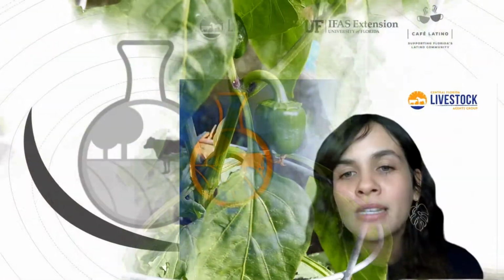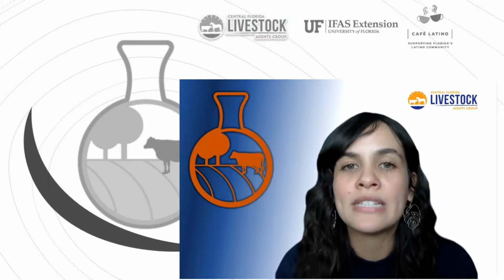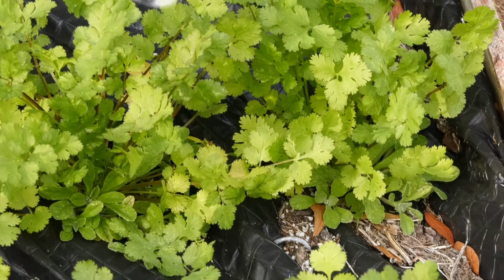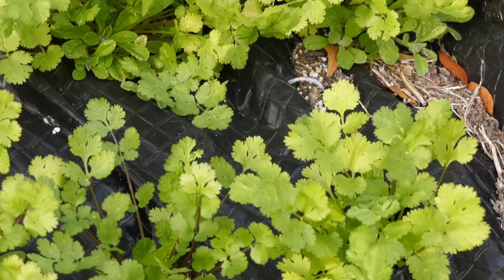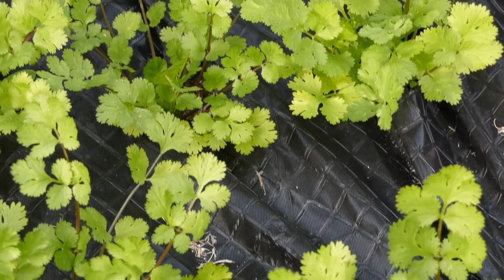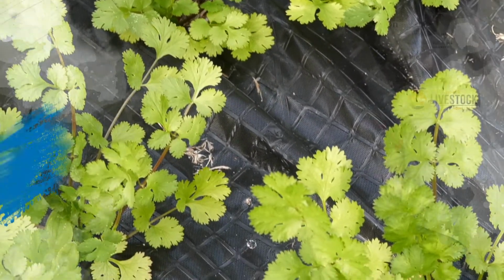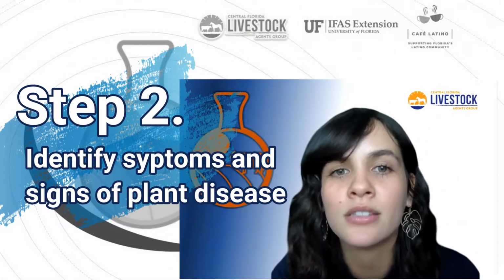And as I previously mentioned, knowing what type of cultivar will let you know what type of resistance your plant has to specific types of diseases. So after you know all of that information, you know how your plant looks healthy, we move on to the second step. Okay, so the second step would be to observe symptoms and signs.